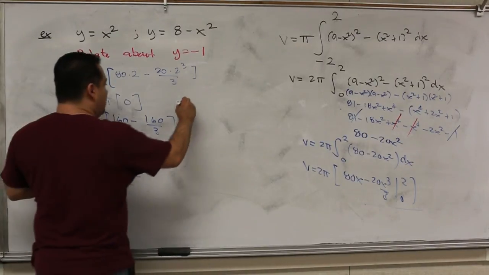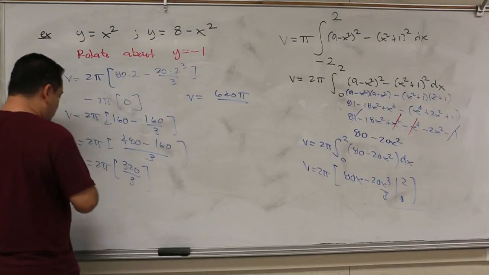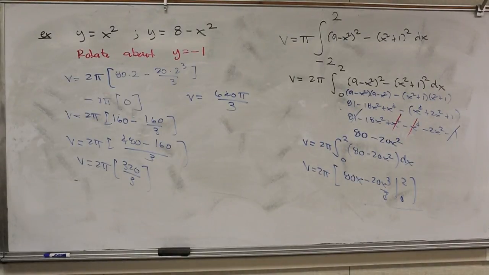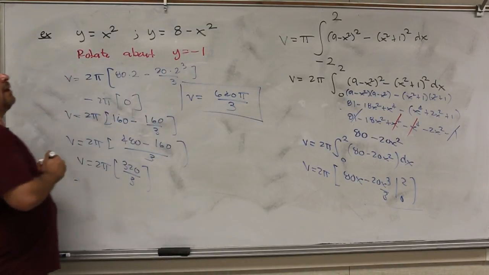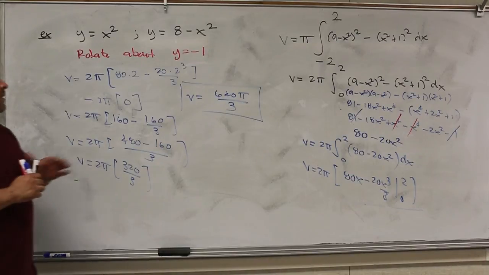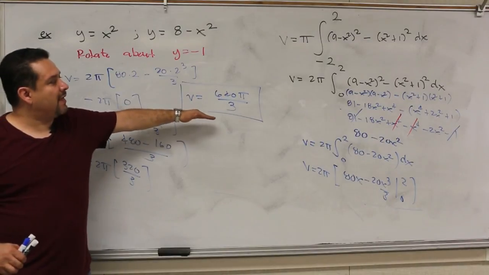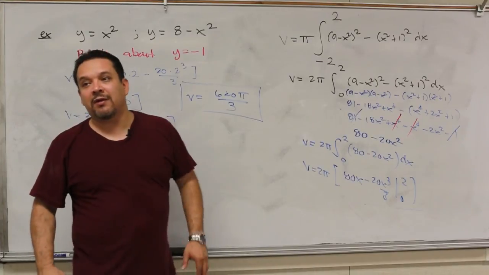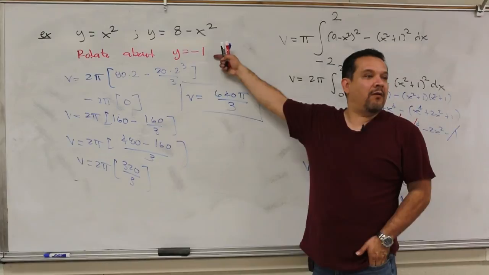So my volume is going to be 640 pi over what number? Over 3. Double check. 640 over 3? Does 3 go into 640 without a remainder? I don't think it does. Right? 6 plus 4 is 10. 10 is not divisible by 3. So anyway, this is some of the tediousness that you have to go through in computing some of these volume questions. And this is about rotation about y equals negative 1 now.